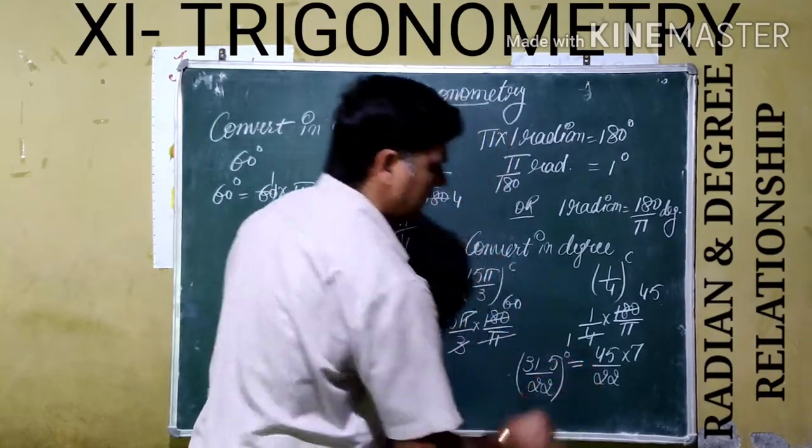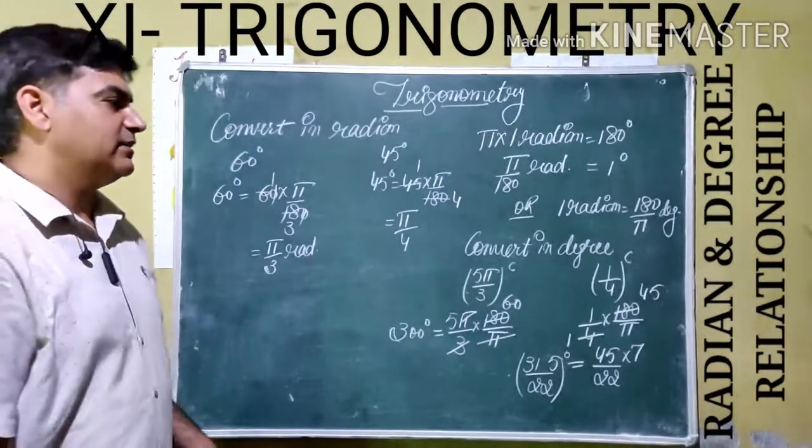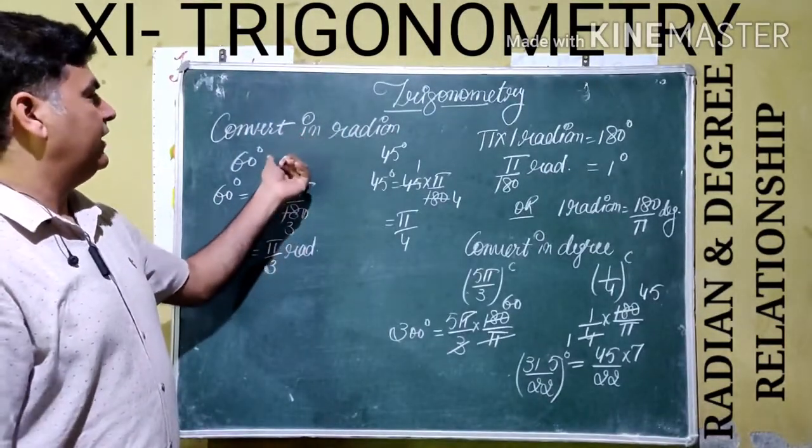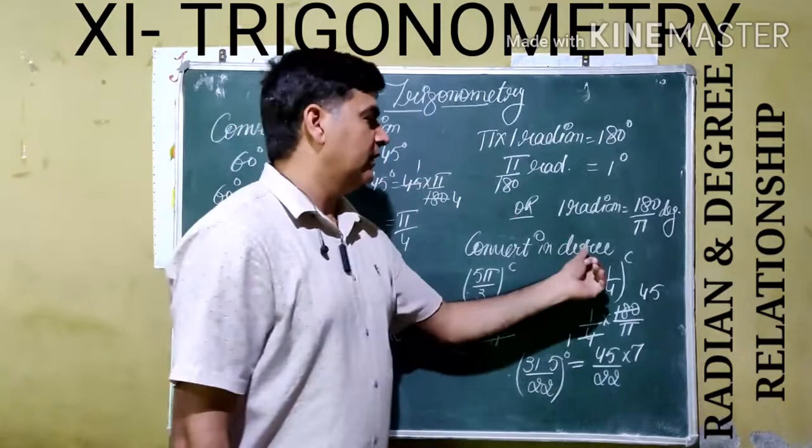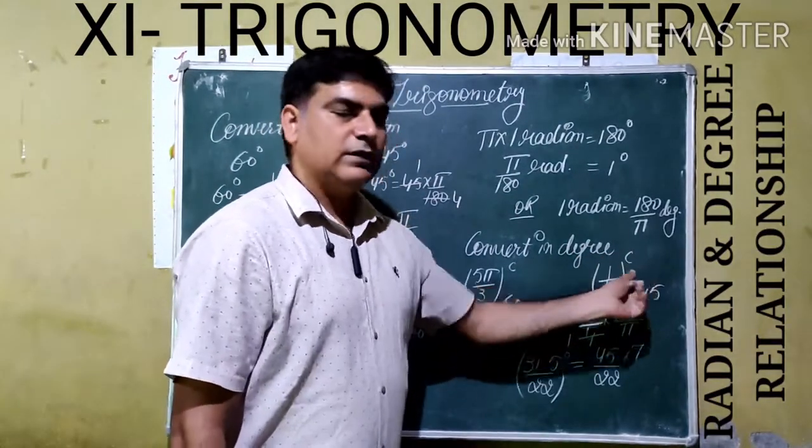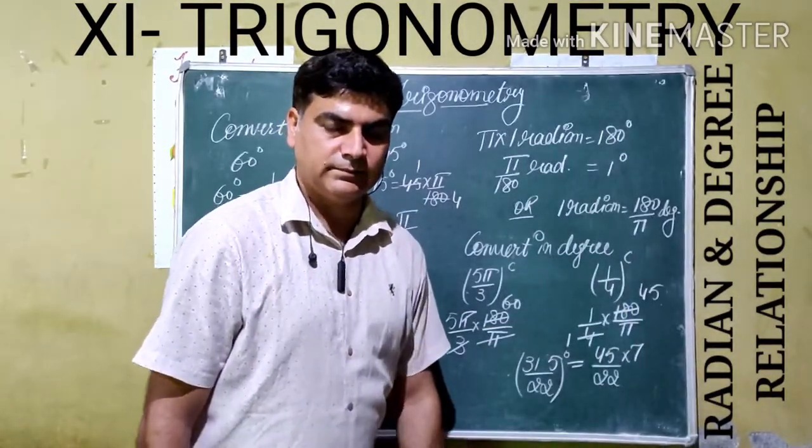Otherwise, we can convert it into a fraction also. So like this, we can convert the given degree in radian, as well as from degree measurement we can get radian measurement.